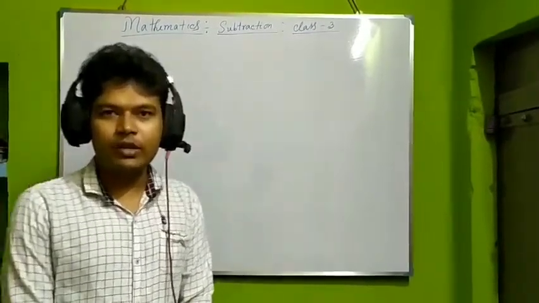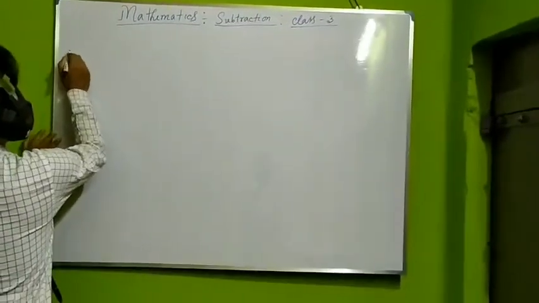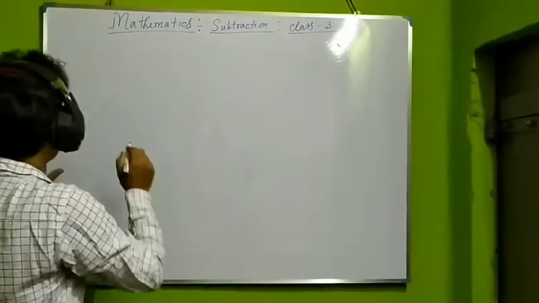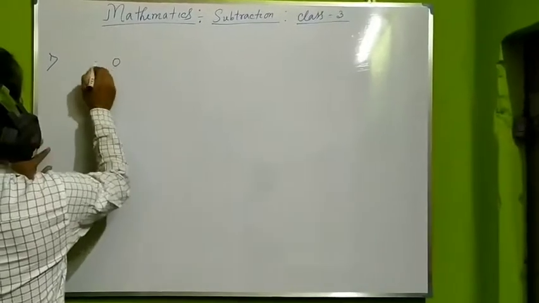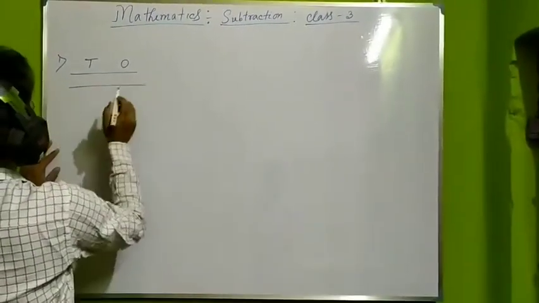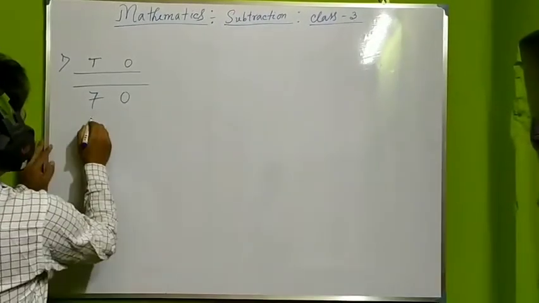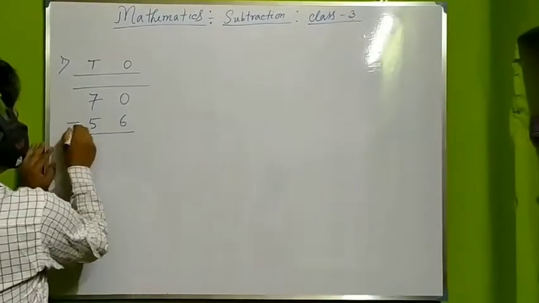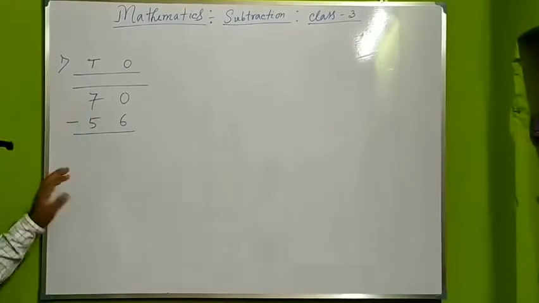Now let's start today's lesson. At first, I take one number. At first you mention the places, ones, tens, and I take a 2-digit number, that is 70, and I write another number, that is 56, and give the minus sign. Then I have to subtract 56 from 70.